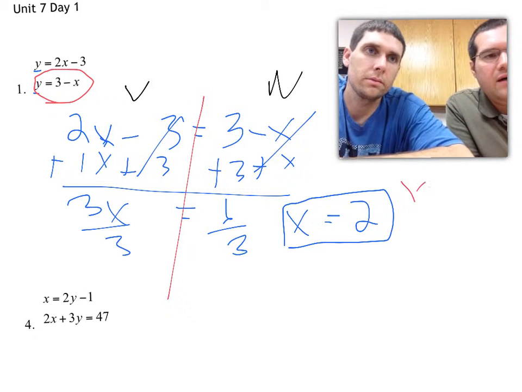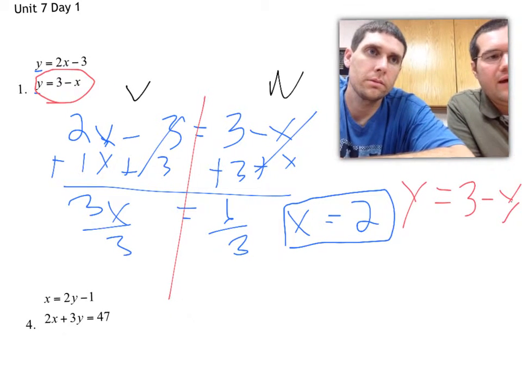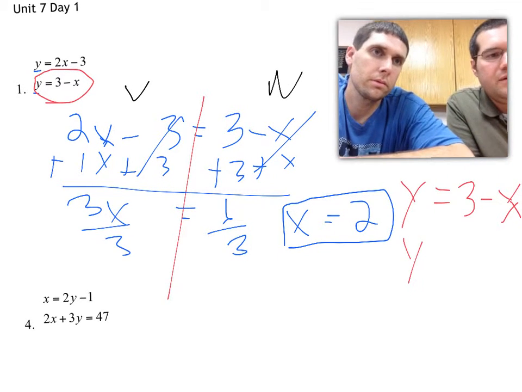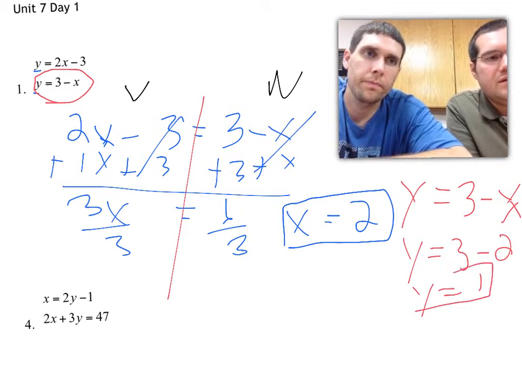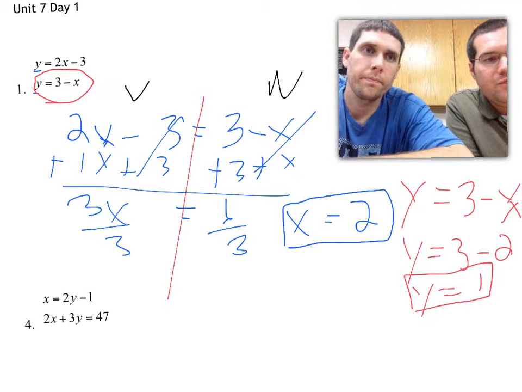If y equals 3 minus x, and I know now that x is 2, I'm just going to plug it in. So y equals 3 minus 2, y equals 1. So make sure when it's all said and done you have values for both variables.